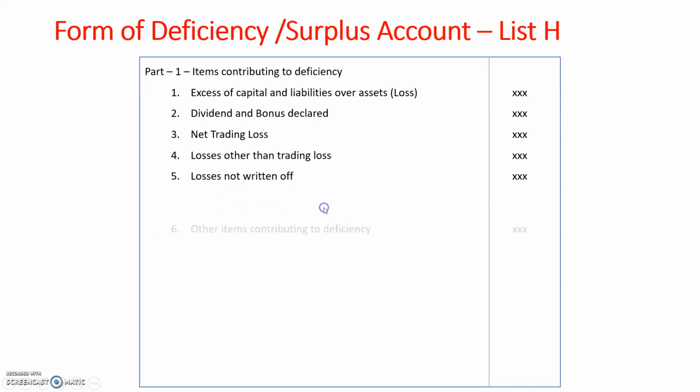Losses not written off. Then other items contributing to deficiency, any other item which may lead to deficiency. So take the total of all these items.